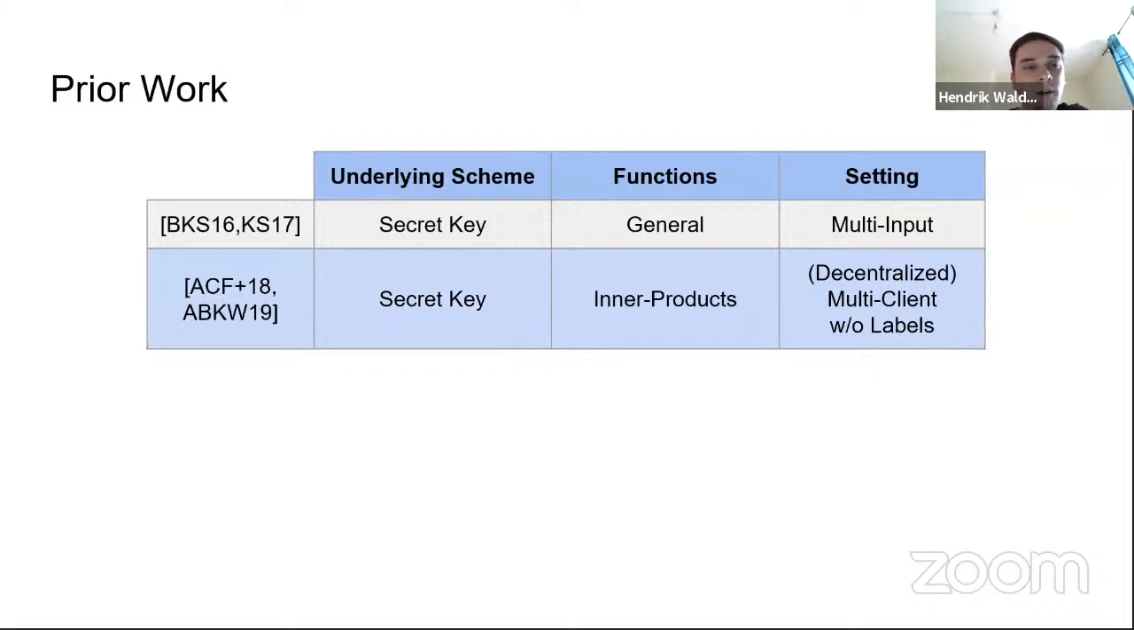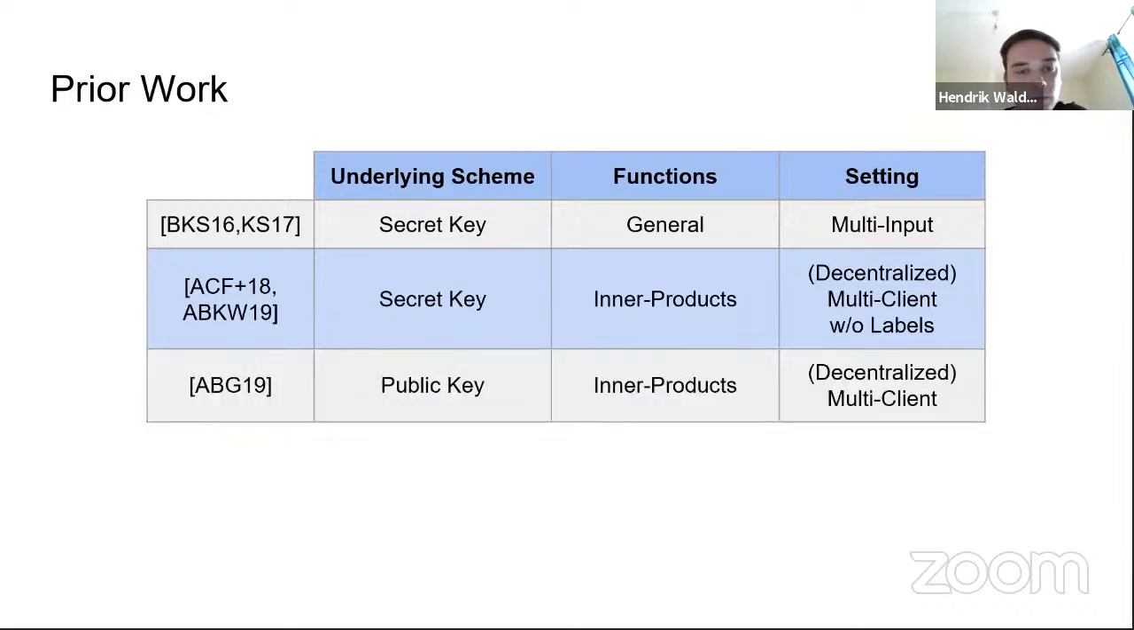Then there are some other works on a more specific function class, the inner products. There has been a work by Abdalla et al., where they show how to lift a secret key single input scheme into the multi-client setting without labels. In another follow-up work, it has also been shown how this scheme can be decentralized. Then in another follow-up work, the previous construction has been extended to labels. And they have to switch from a secret key single input scheme to a public key scheme.